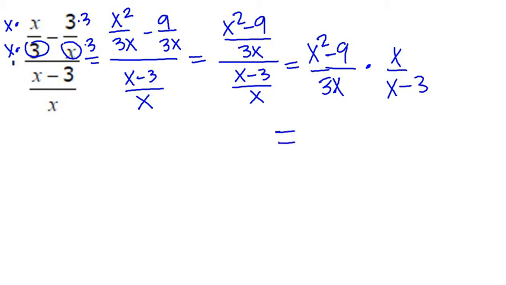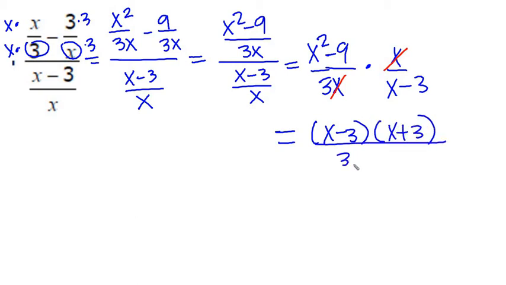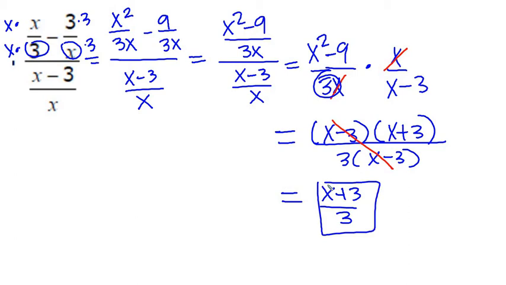So I need to factor. From here you can go ahead and opt to mark out those x's, because anything over itself is 1. X squared minus 9 is the difference of two squares, x minus 3, x plus 3, over 3 times x minus 3. Don't forget your 3. Now from here, my x minus 3's cancel out and leave me with x plus 3 over 3 as my final answer. Okay?